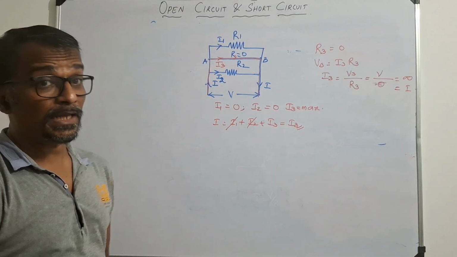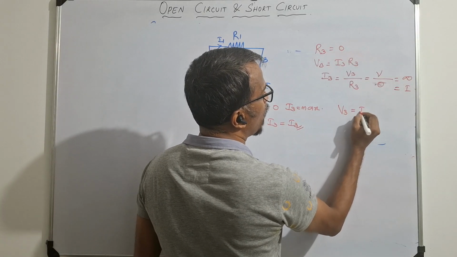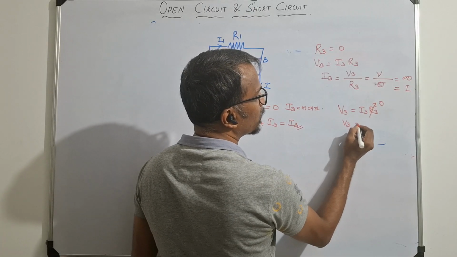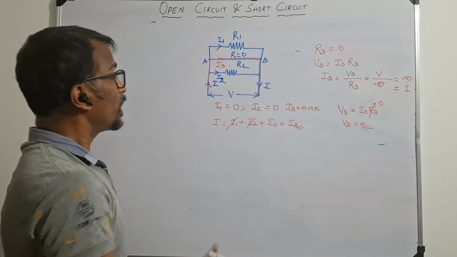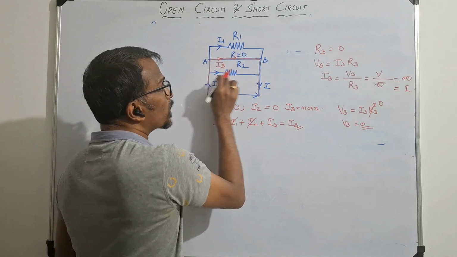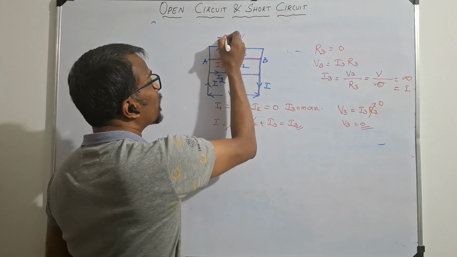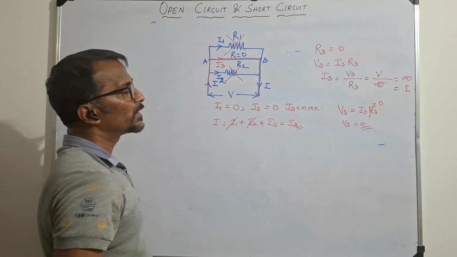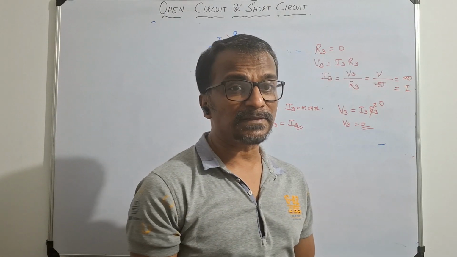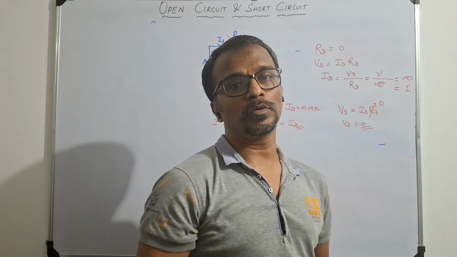So what about the voltage? We already know the voltage V3 equals I3 into R3. The resistance is 0. Therefore, V3 equals 0. So as all the current is flowing through this path, there is no current flow in I2 and no current flow in I1, right? It looks like an open circuit, since there is no current flow. When there is no current flow, it is as if the resistance is very large and there is no way for the current to flow, so that's why it is open.